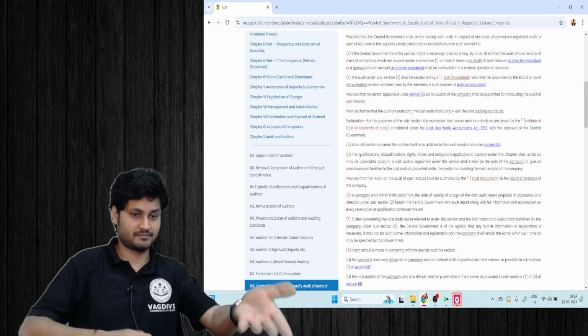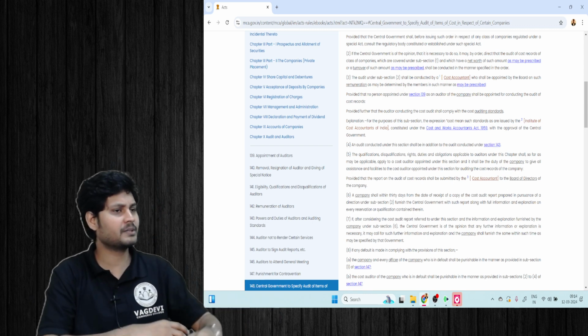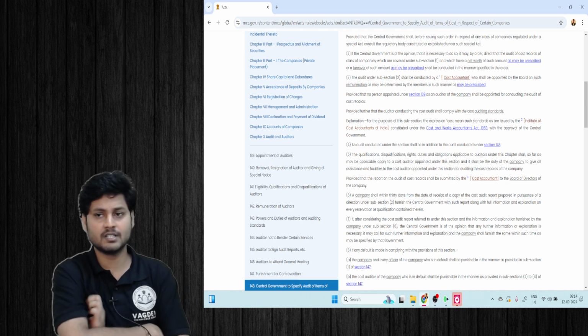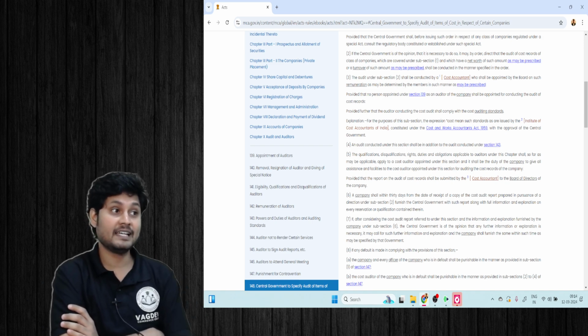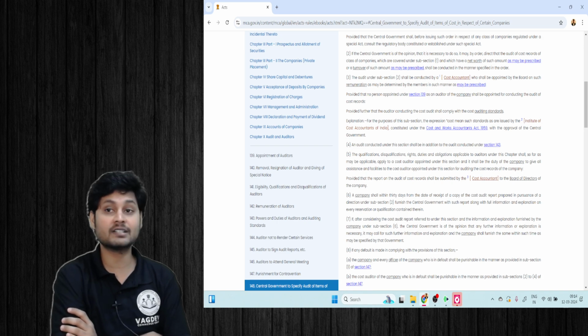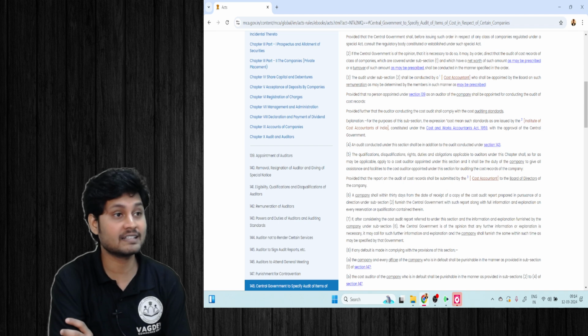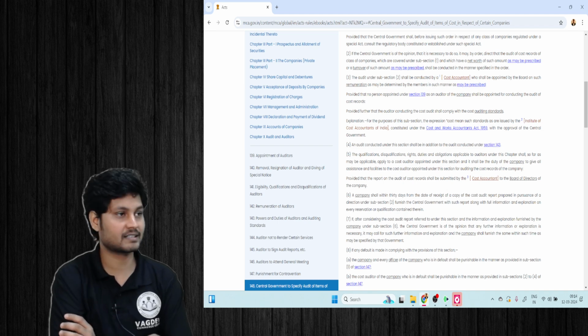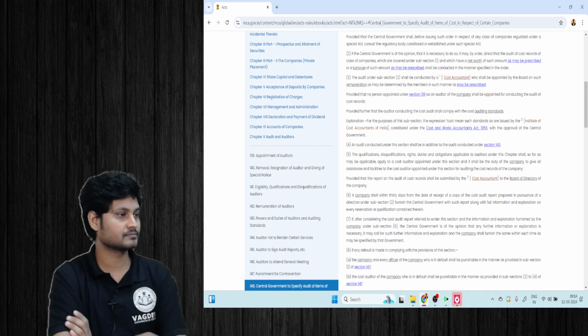Cost audit is appointed by whom? Board of directors. Normally a CA, chartered accountant, is to be appointed by members of the company, not the board of directors. Members of the company will appoint the chartered accountant, but the cost accountant is appointed by whom? Board of directors. So subsection number 3 you can write now.